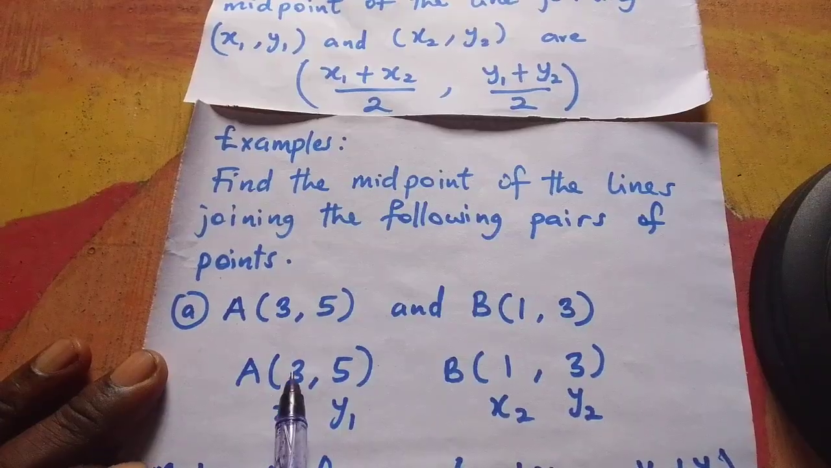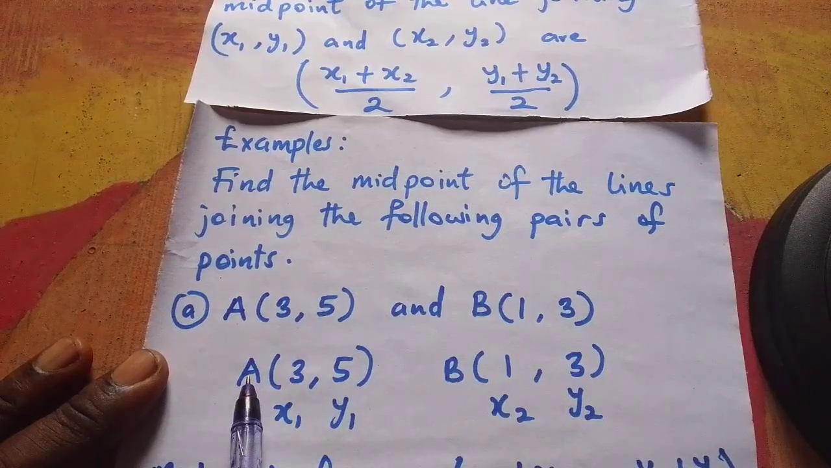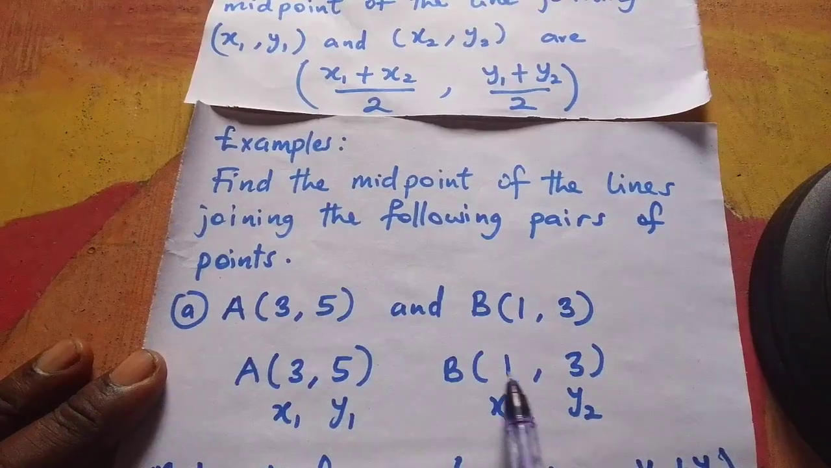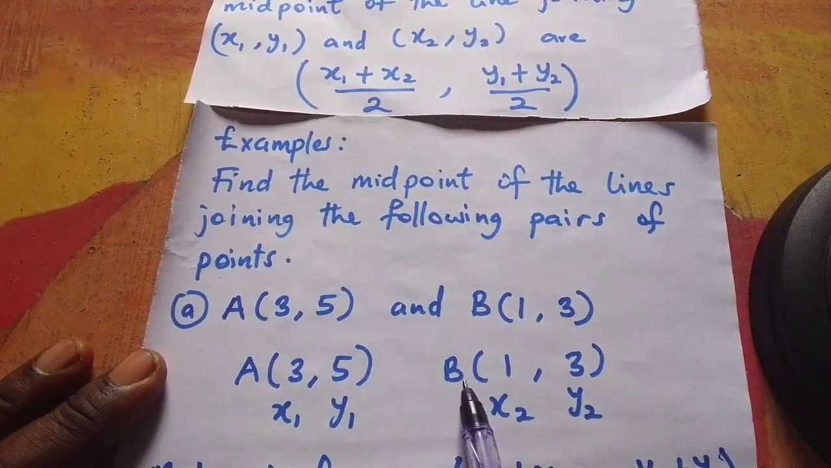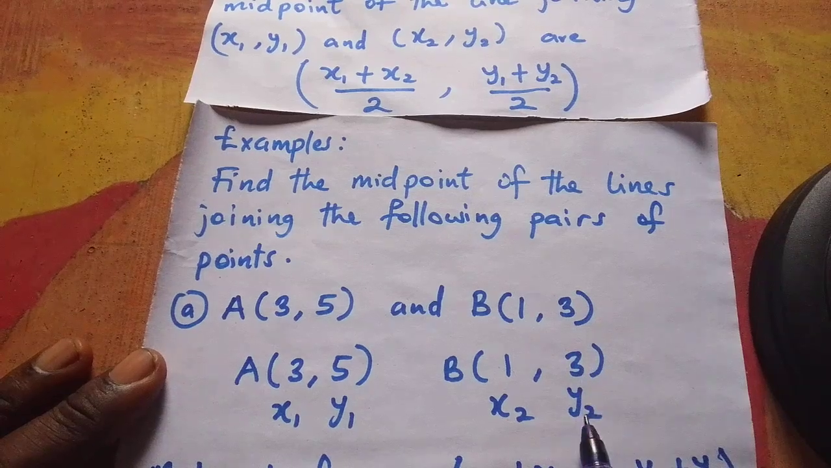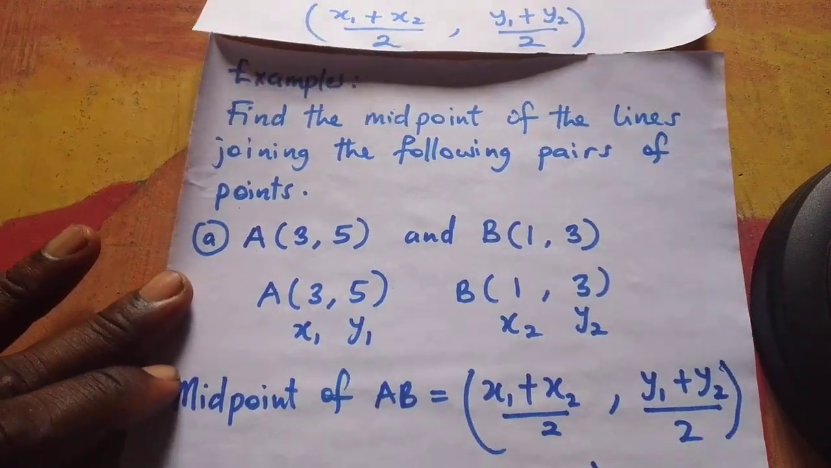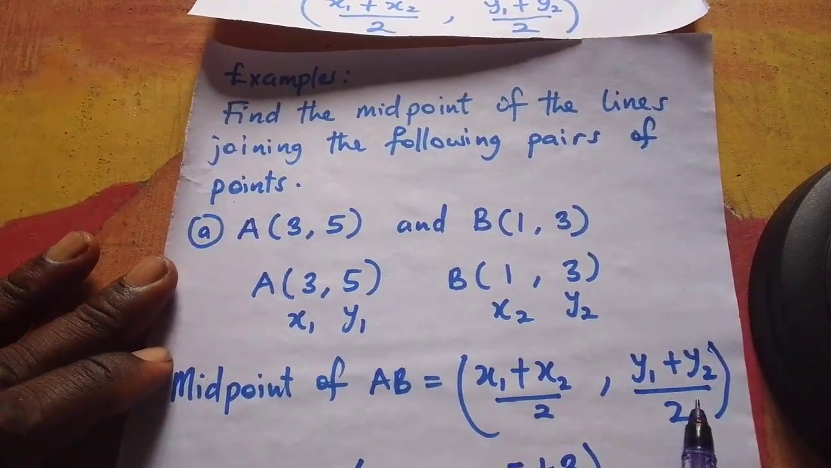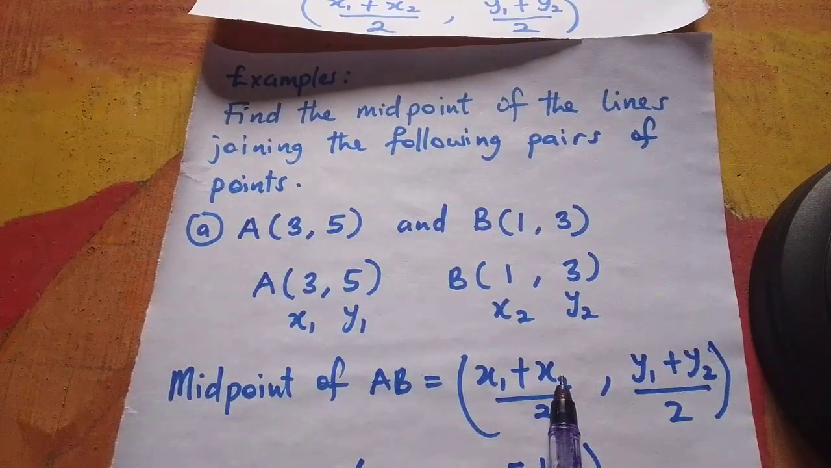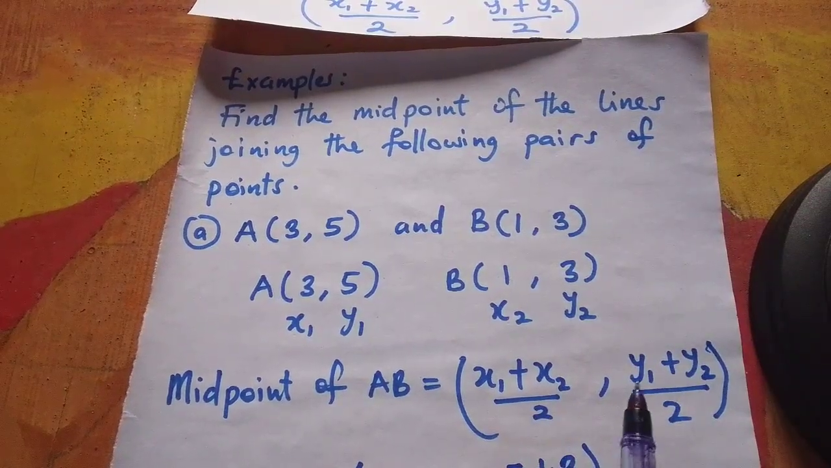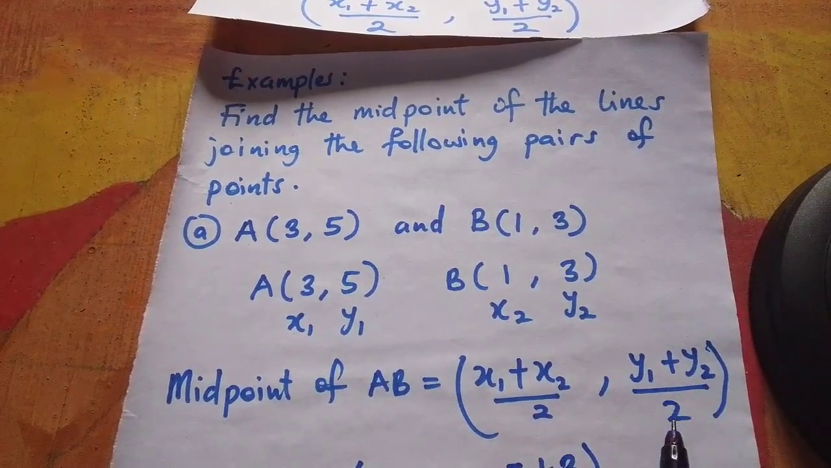For A, the 3 here will be x1 and the 5 will be y1, and for B, the 1 here will be x2 and the 3 here will be y2. So to look for their midpoint, we use this formula: x1 plus x2 divided by 2 and y1 plus y2 divided by 2.